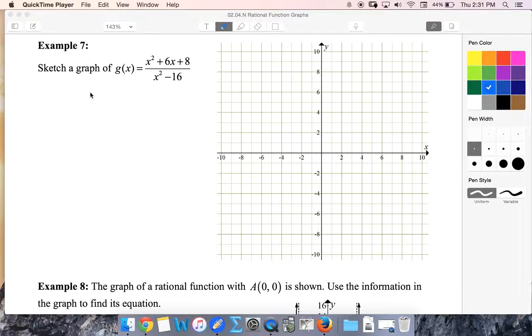All right, students, Ms. Slyman here with the explanation for example 7. Hopefully you've tried this one on your own and you're now coming here to watch the video to check. If you haven't, try this one on your own to see if you're getting a feel for this.